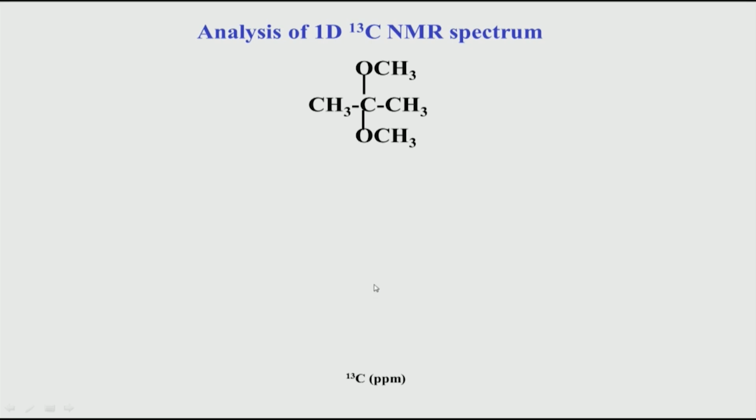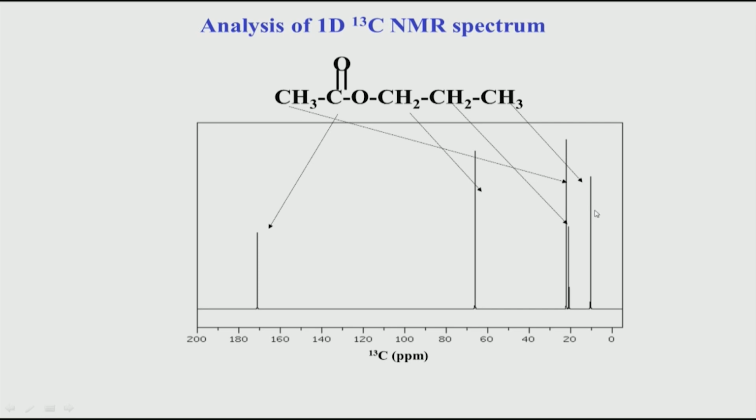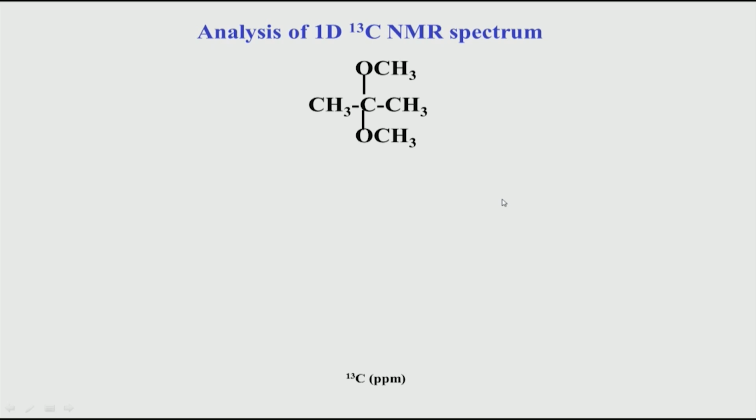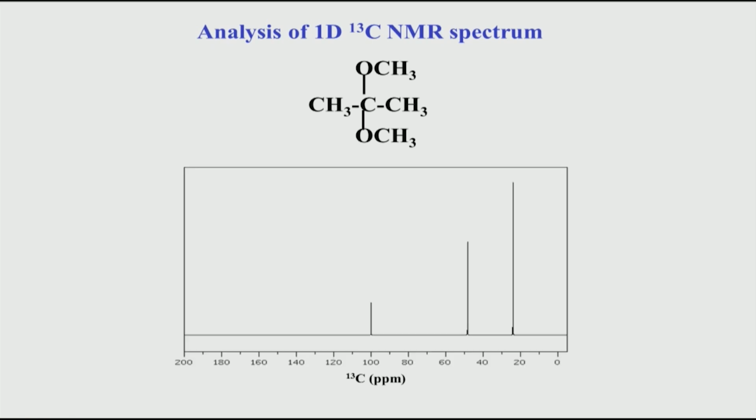So, if I go back to the previous problem, there we had 1, 2, 3, 4, 5 types of carbons, and here also we have 5 peaks: 5 types of carbon and 5 peaks. Similarly, here we have 3 types of carbon, so we expect 3 peaks. So, let us begin the assignment. How do we assign which peak is which carbon? Again we can use simple logic: whenever you have an oxygen attached to a carbon, it comes somewhere around 50-60 ppm, but remember this is OCH3.